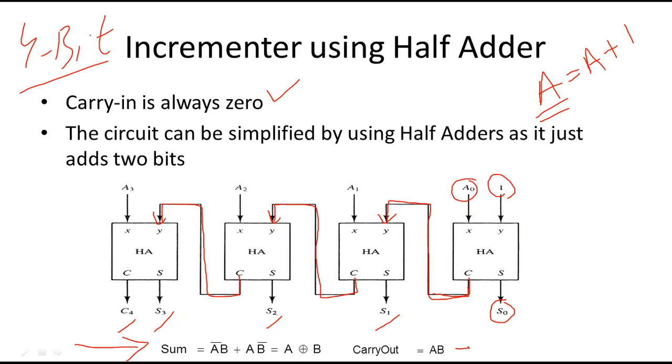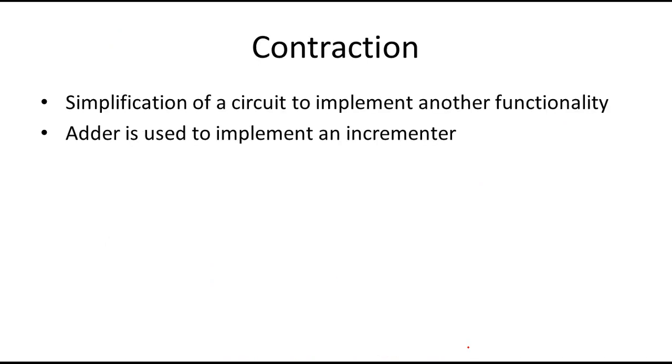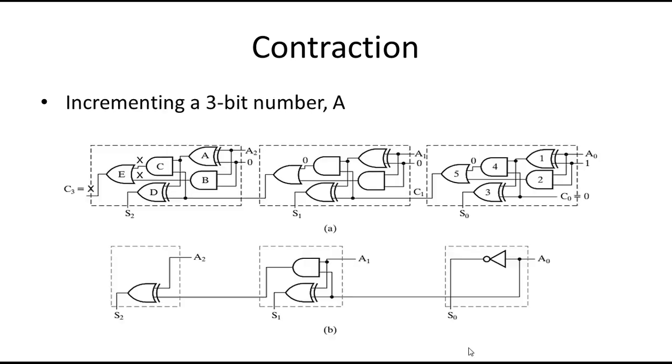So to implement a circuit for incrementing, we can use full adders, and if we want to save delays, then we can also use half adders for incrementing. So here is another concept: contraction, simplification of a circuit to implement another functionality. An adder is used to implement an incrementer. So here is an example that we can contract a complex circuit to achieve other functionalities.